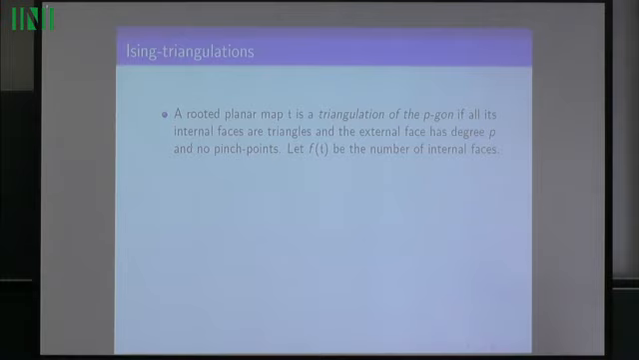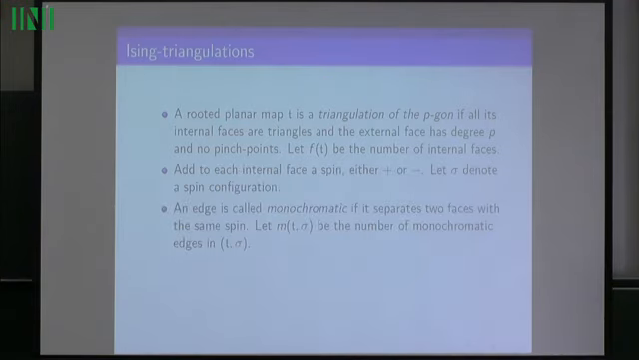And then I denote by f_T, where T is now the triangulation, the number of internal faces. And then we add to each internal face a spin, either plus or minus. I denote by sigma a spin configuration on that triangulation. An edge is called monochromatic if it separates two faces with the same spin. And I denote by m(T, sigma) the number of monochromatic edges. So naturally here we need the sigma also to count the edges, okay?